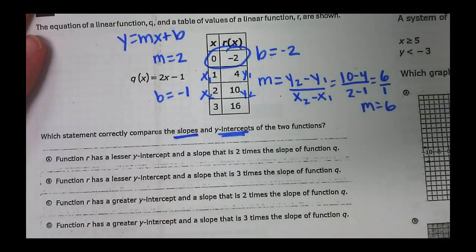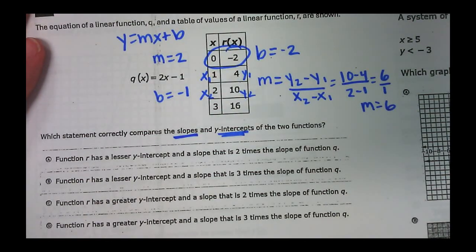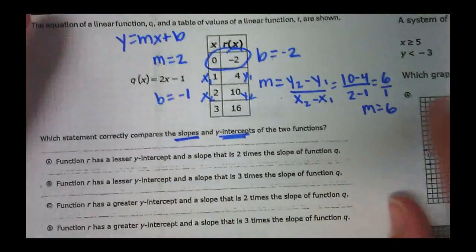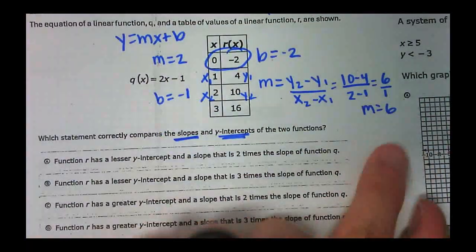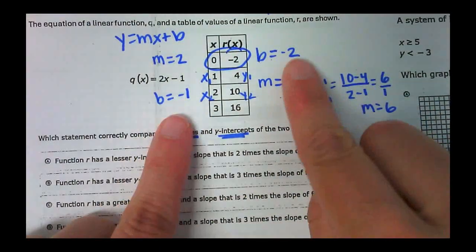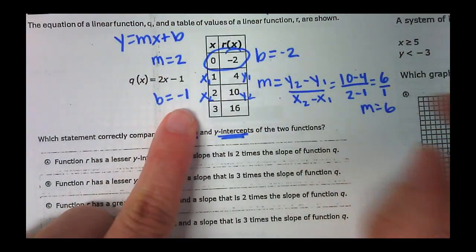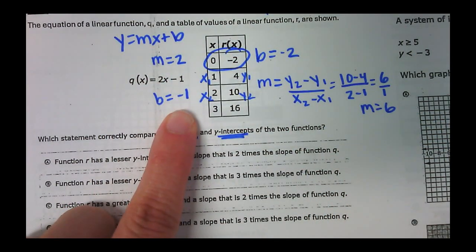And now they're asking us to compare. So for this question, we need to decide which slope is bigger and which y-intercept is bigger. So if I look at the slopes, R has a bigger slope. If I look at the y-intercept, Q has a bigger y-intercept.